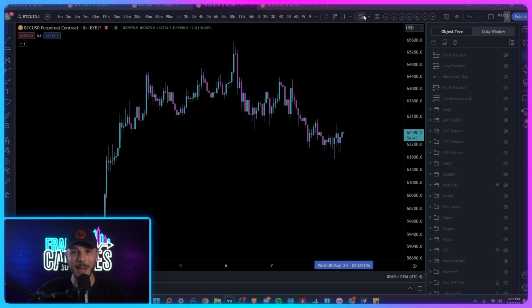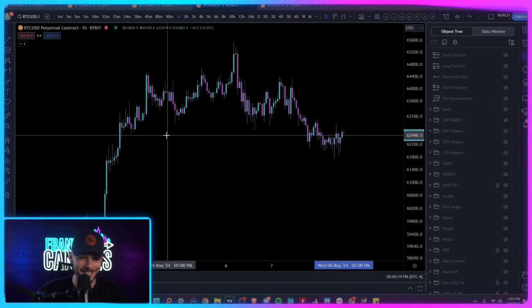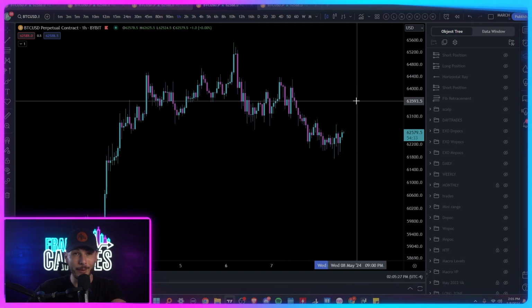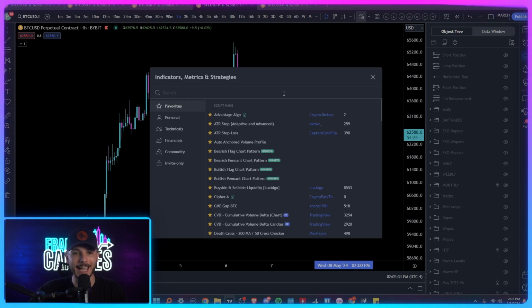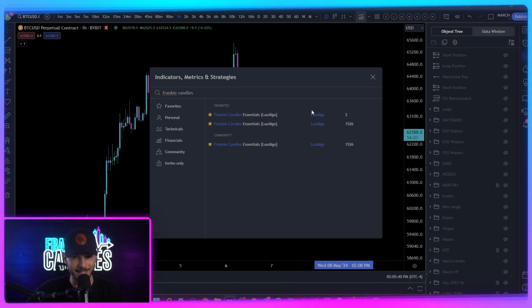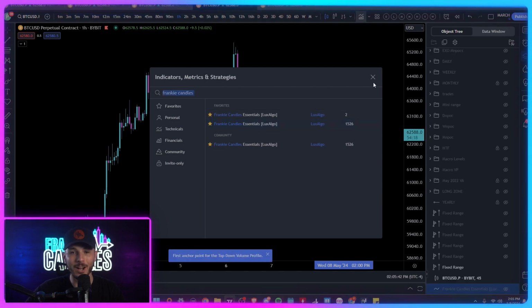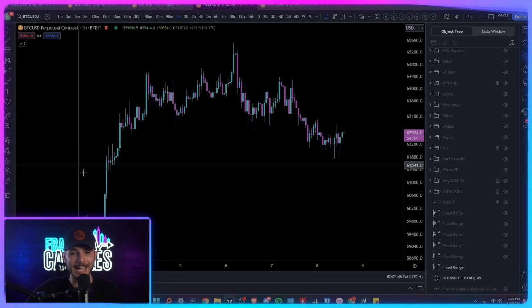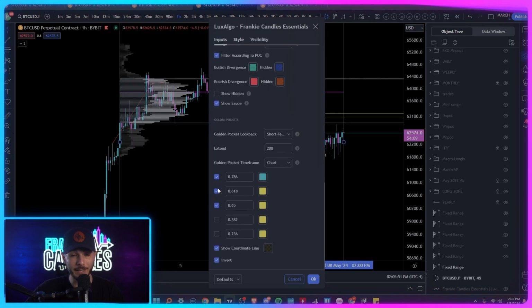So I'm going to go ahead and use the Frankie Candles Essentials, which is in collaboration with LuxAlgo. It's 100% free. So you guys can go ahead and grab this indicator, add it to your chart right now, follow along. But you just come on over to your indicators and you type in my name, Frankie Candles, and you can see right here, it is Frankie Candles Essentials by LuxAlgo. Make sure it is the one by LuxAlgo. You will not see the other ones. You'll only see the main one. Go ahead and click that, and then you find your anchor points, and you just pull this as a typical volume profile. And I'm actually going to disable the Fibonacci levels just to clean up the chart a little bit.